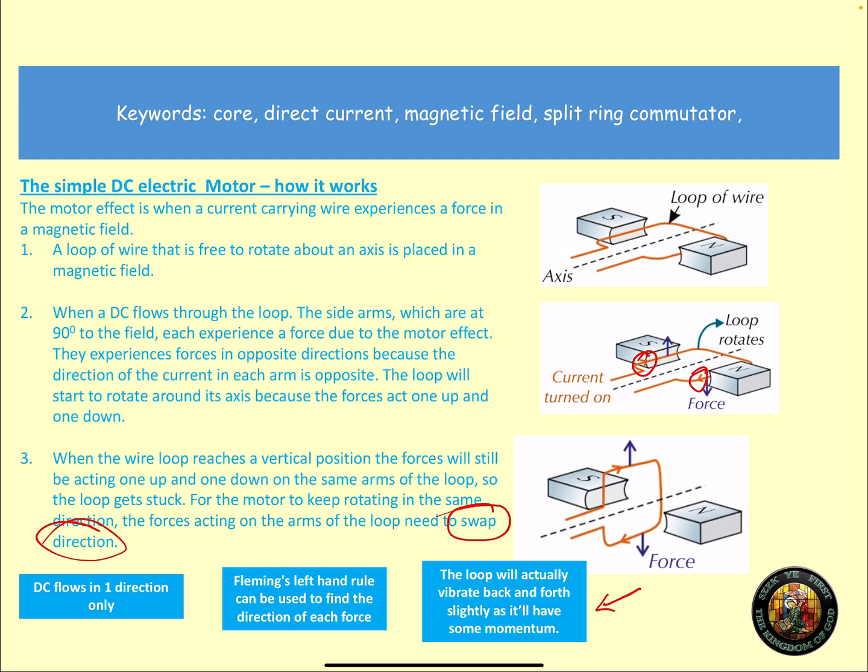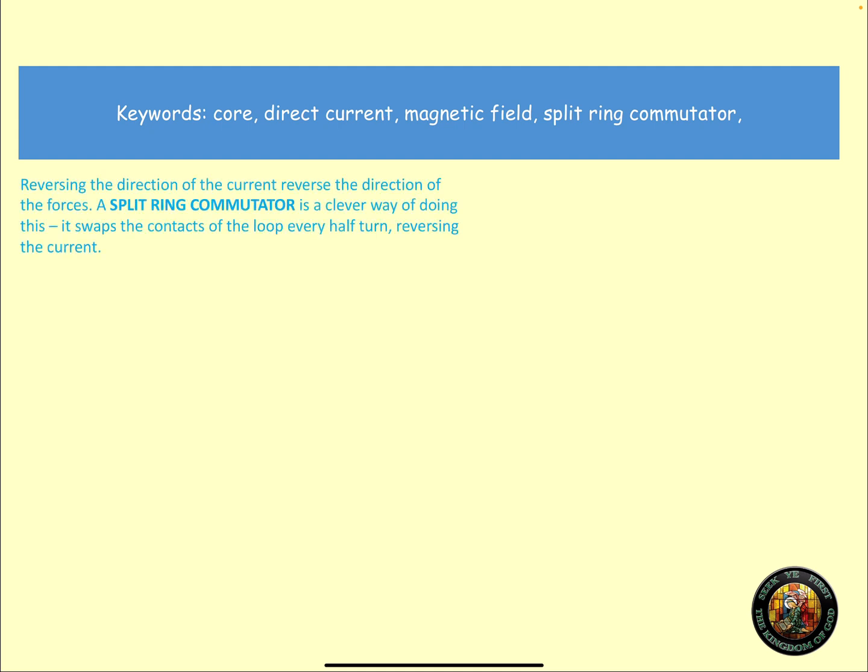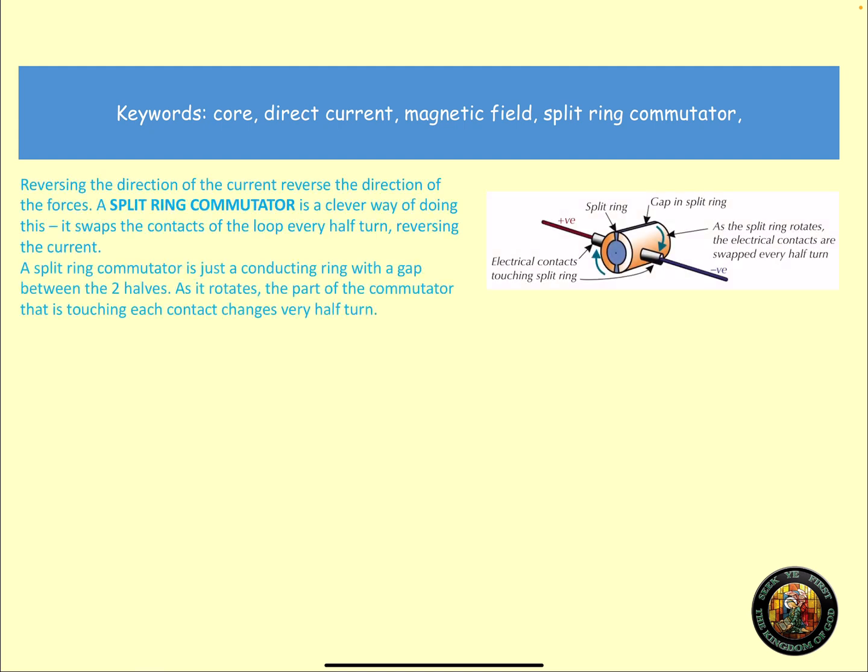So let's have a look at this, swapping direction. Well, reversing the direction of the current reverses the direction of the force. So, that's what we need to do. We need to reverse the direction of the current. A split ring commutator is a clever way of doing this. It swaps the contacts of the loop every half turn, reversing the current.